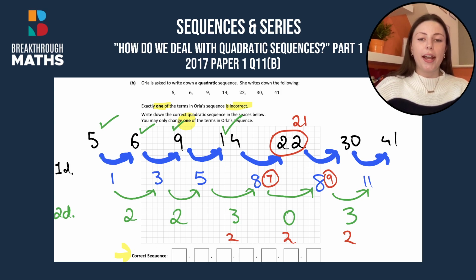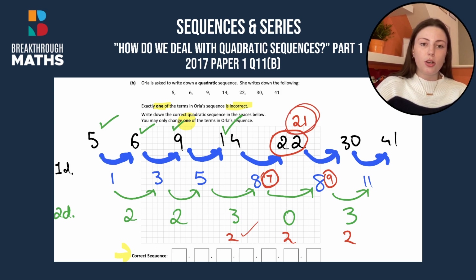So just to double check, if we have 14 to 21, we know that's a difference of 7. The difference between 5 and 7 gives us that second difference of 2. The difference between 21, the number we want to go with, and 30 is going to be 9. The difference between 7 and 9 is 2, and the difference between 30 and 41 is 11, and the difference between 9 and 11 is 2.